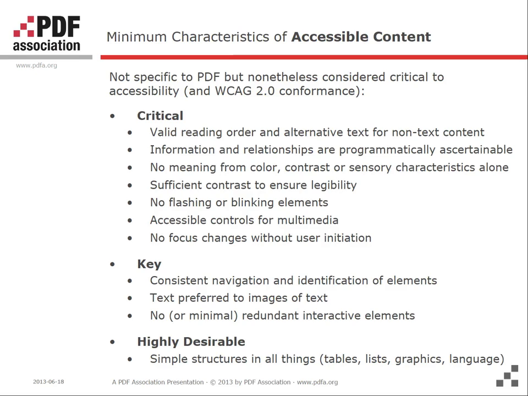It's critical, for example, to have valid reading order and alternative text for non-text content. This is a phrase I've stolen from WCAG. Information and relationships must be programmatically ascertainable, which is to say a relationship between headings. That's why headings or tables have to be correctly marked up. WCAG 2 doesn't mention tables in any way. It simply says information has to be programmatically accessible. It's for the developer to understand that a table is a structure that is programmatically ascertainable and thus can be represented to the user.